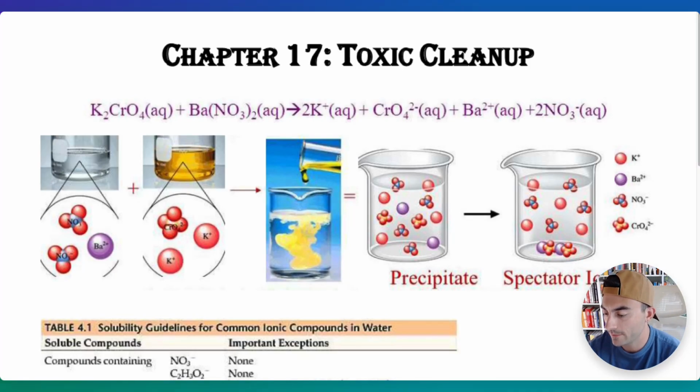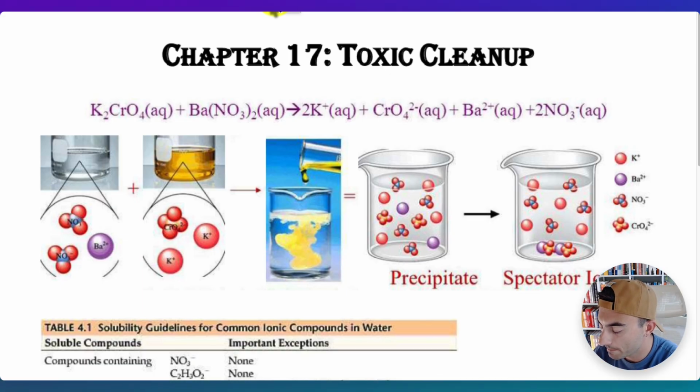All right, so chapter 17 was called Toxic Cleanup. And the topics that we hit on here were double replacement reactions, specifically precipitation reactions, writing those out, looking at how to predict whether or not an ionic substance is soluble or insoluble in water, and stoichiometry. So just to recap the precipitation reactions.